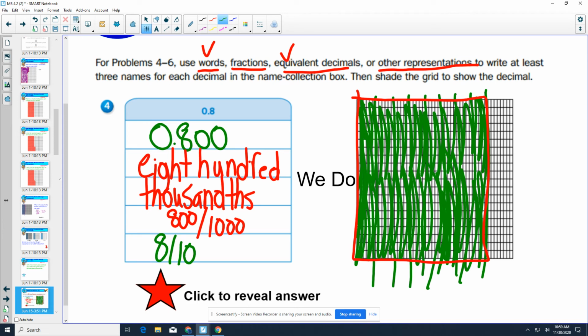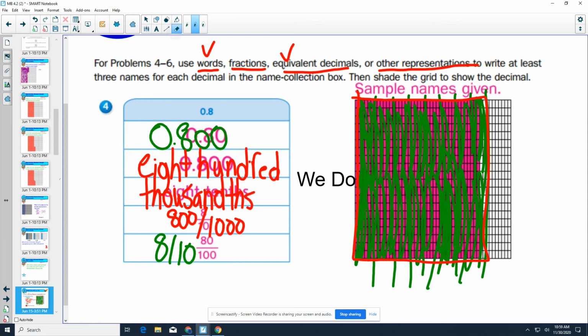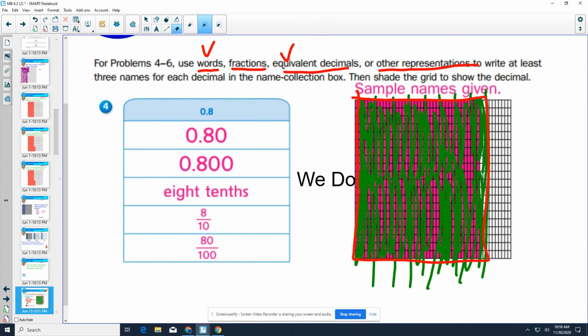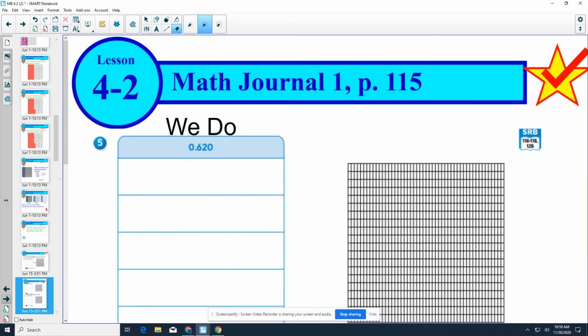All right, so let's see what they suggest here. Okay, so if we go back here, I'll erase this so you can see they said 80 hundredths, 800 thousandths, 8/10ths, and 80 hundredths. So you could do any of those. Okay, there's many answers, equivalent things there. And again, you can see where I colored, it's all filled in there.